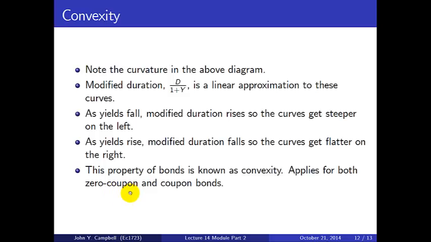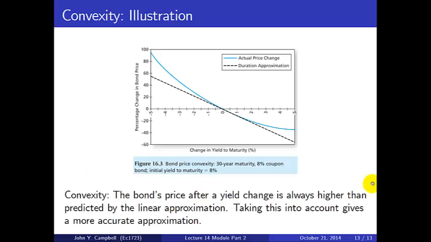For zero coupon bonds, it results purely from the dividing by 1 plus y component of modified duration. And for coupon bonds, it results from both components, Macaulay's duration and then the division by 1 plus y that gets us to modified duration. So what convexity says is that the bond's price after a yield change is always higher than predicted by the linear approximation. The blue curve is always above the black dashed curve. If you take that into account, it gives a more accurate approximation.